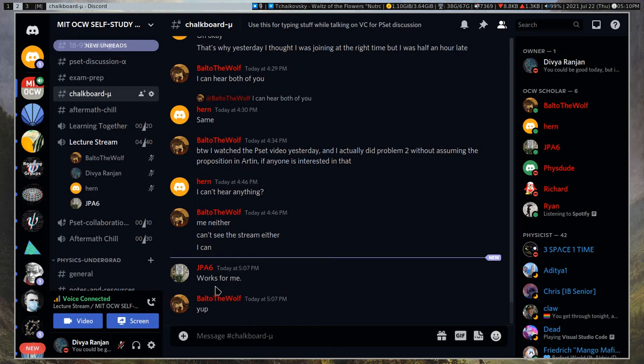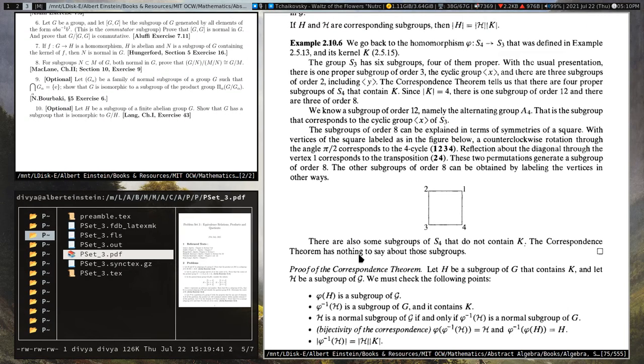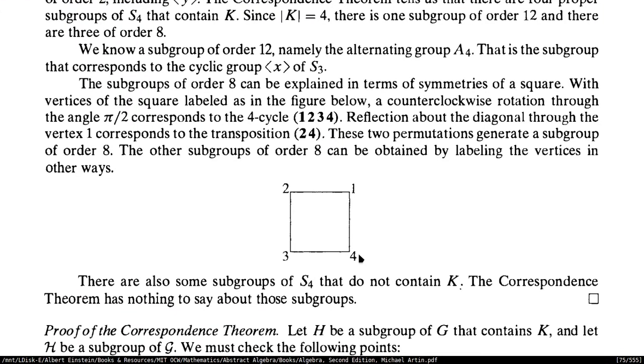What he's implying without working out the details is that the subgroup of order 8 of S4 corresponds to those subgroups of order 2 in S3. So it corresponds to a transposition in S3, the identity together with a transposition.